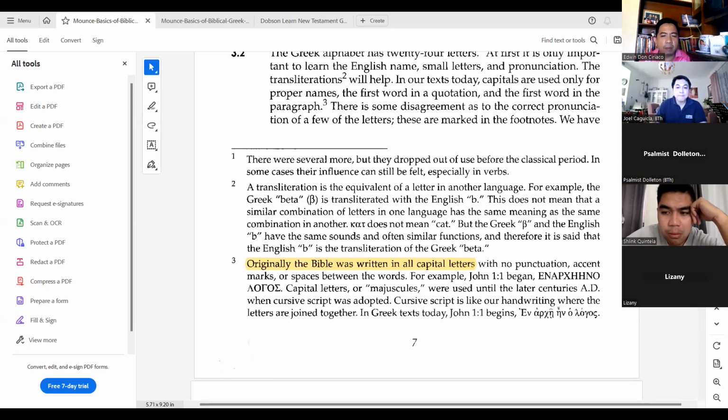So I'll give you an example. From here, this is from the Codex.